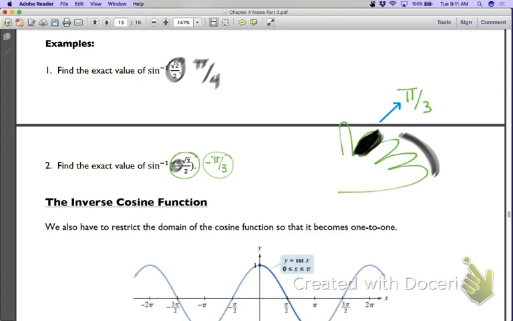Cosine's going to work the same way. You're going to do everything the same, but instead of looking at the bottom side of my hand, what am I going to look at? The top side of my hand. Okay, because cosine always deals with which value? My x value, right? So I'm going to do everything the same way.